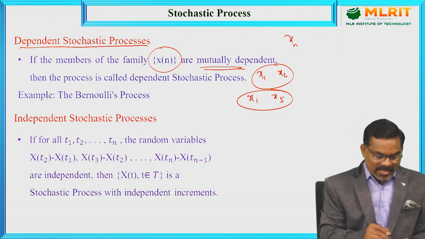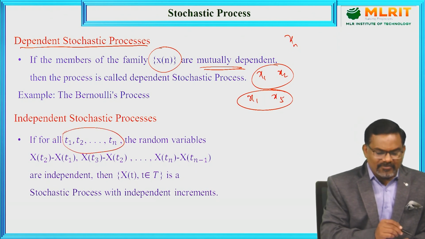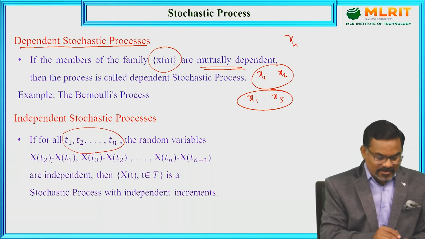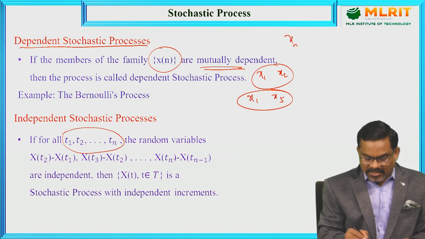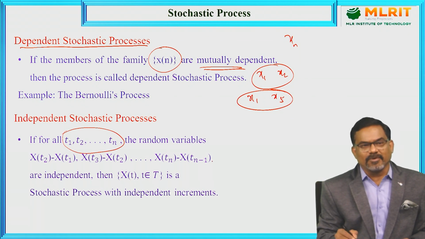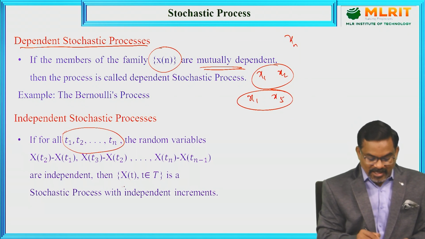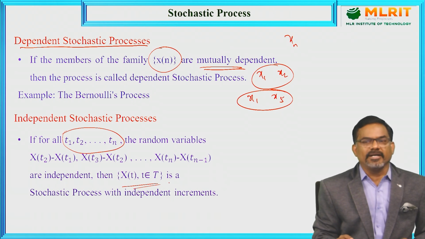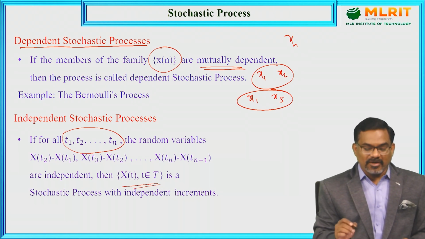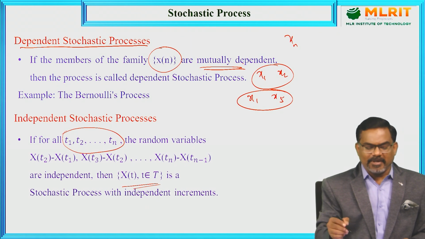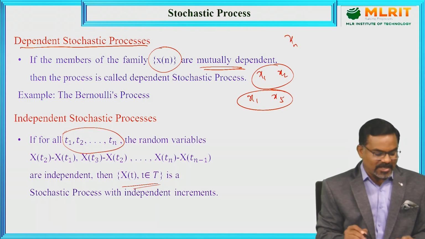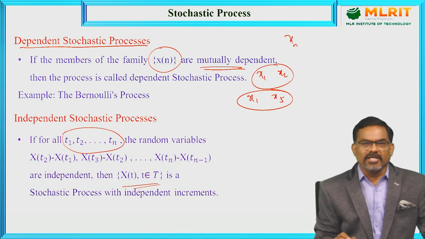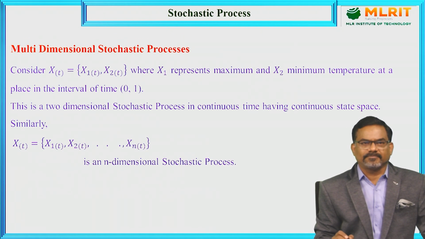We can define it as follows: for all t1, t2, and so on up to tn, the random variables X of t2 minus X of t1, X of t3 minus X of t2, that is, the next minus the present, and like that up to X of tn minus X of tn-1. If all these are independent, then the process is said to be an independent stochastic process. So, if the members are mutually dependent, it is a dependent stochastic process, and if all these random variables are independent, then the process is an independent stochastic process.